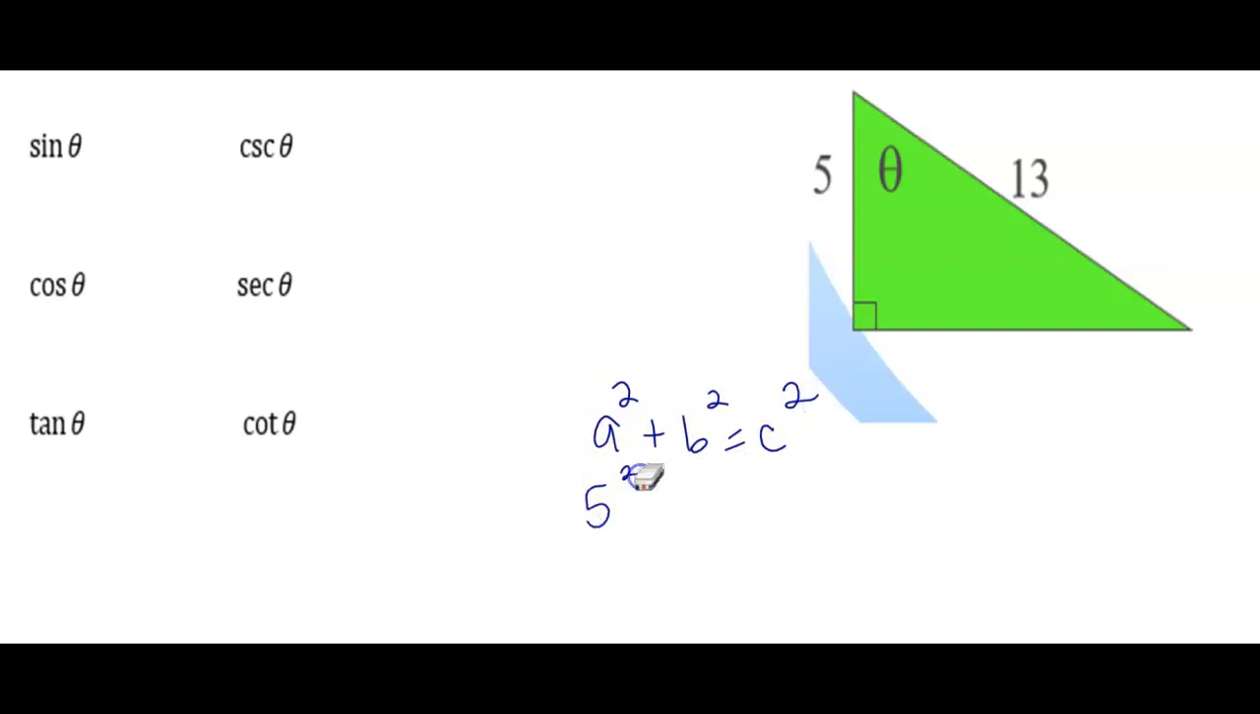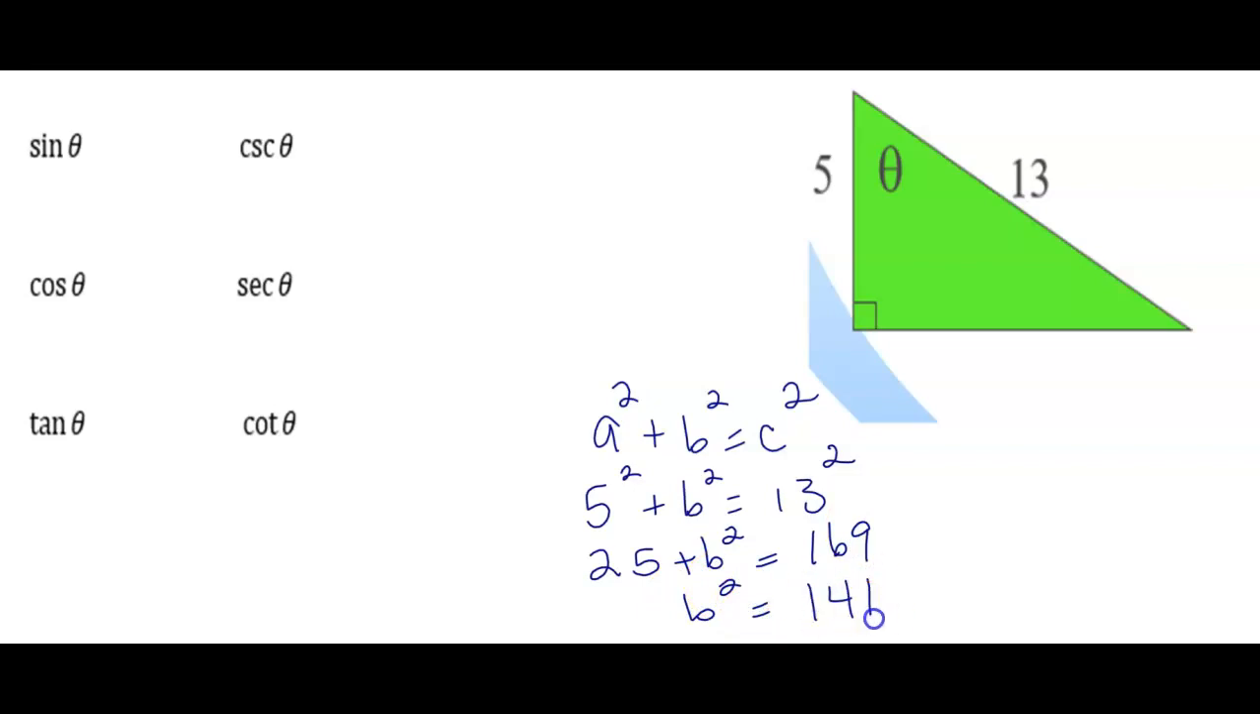So 5 squared plus b squared, and remember c is always your hypotenuse, so 13 squared. This gives me 25 plus b squared equals 169. Subtract 25 from both sides and you get b squared equals 144. Take the square root of both sides. It's a triangle, so we're only going to need the positive value here. B is 12. And now you have everything you need.